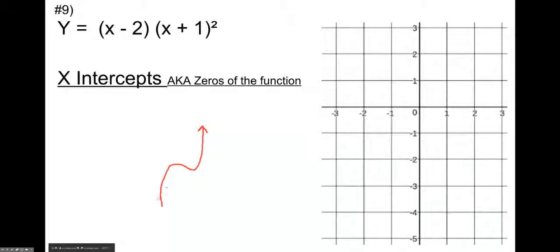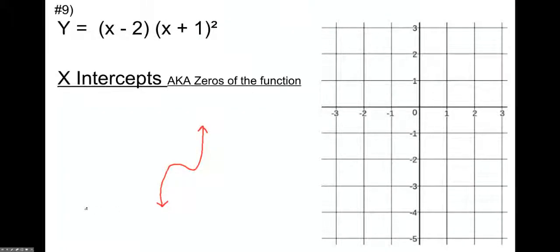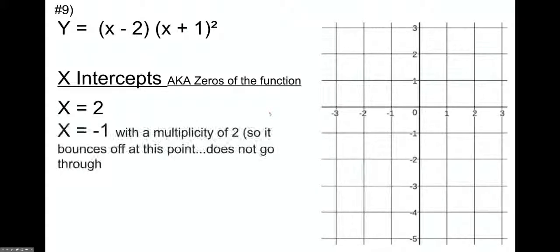Okay, so just keep that in mind. It's an S shape, and it's going to end up pointing up. So that's what a positive S shape looks like. All right, let's talk about the x-intercepts. The x-intercept here is going to be positive 2, and the x-intercept here is going to be negative 1. Just switch the sign. Now the negative 1 has a multiplicity of 2. It repeats itself twice. That means it's going to bounce off at negative 1. It's not going to go through.